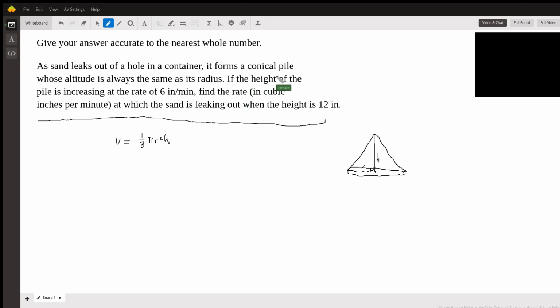And we're told that the height of the pile, the altitude, which is h, is always the same as the radius. So we can simplify this by writing 1/3 pi r cubed. This h is equal to r. And now we're going to take the derivative of both sides with respect to time. dV/dt is going to be, you're going to get a 3 coming out of that r, which will cancel with the 1/3, so you're left with pi r squared dr/dt.